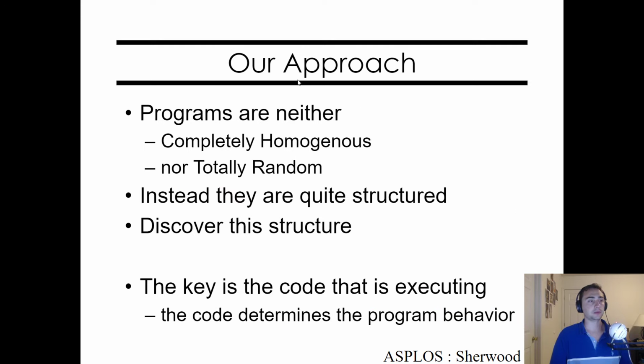So what are the key parts you want to understand? Programs are neither completely homogeneous, nor are they totally random. For most programs, besides very simple, naive programs that we don't care about too much because they're not the common case, they're going to be doing different things at different times. But that's not to say they don't have patterns. After a certain amount of time, oftentimes we'll go back and do the same thing. So they end up having this nice structure.